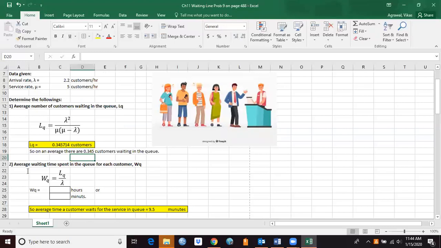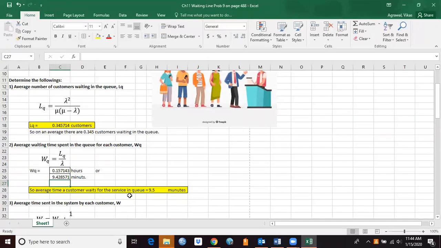That's number one. Now we need to find the average waiting time spent in the queue. These customers are waiting, and the question is how long they wait before being served. That's given by this formula: the length of the queue, 0.345, divided by the arrival rate. That gives you 0.157 hours, times 60 gives minutes. So each customer is waiting in the queue for approximately 9.5 minutes.